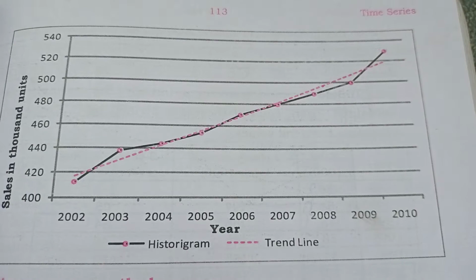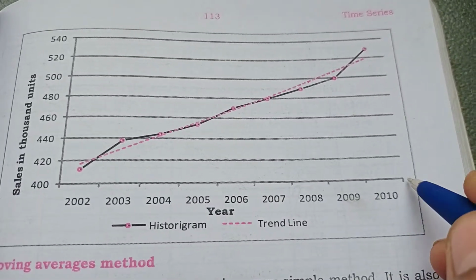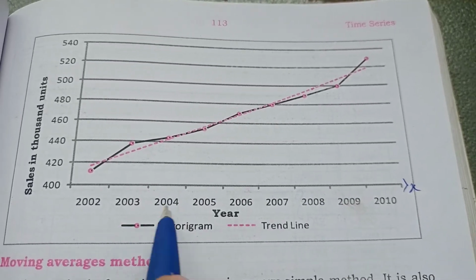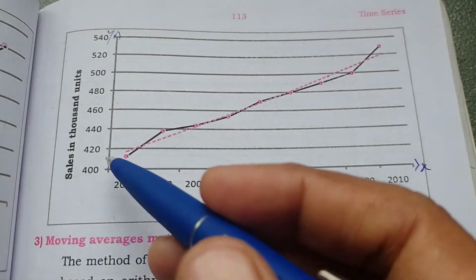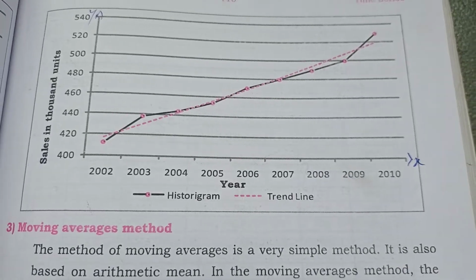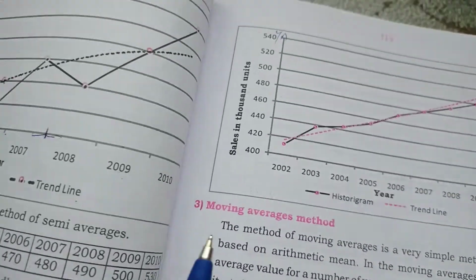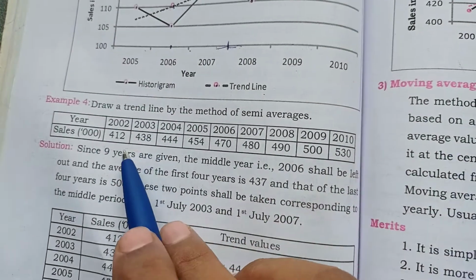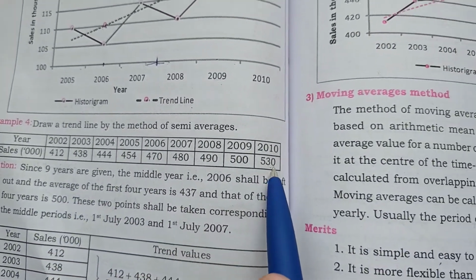By using those values we will put the data in a graph. According to the x-axis we should write the years, and on the y-axis we should write the sales data that they have given. 2002, 3, 4, 5, 6, 7. What is the least value here in the problem? Least value is 412, highest value is 530.